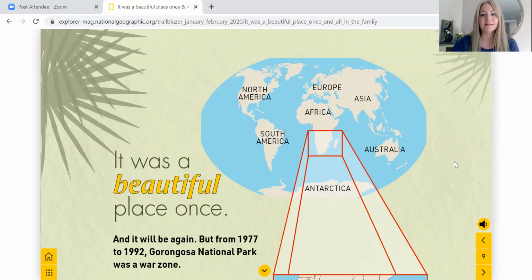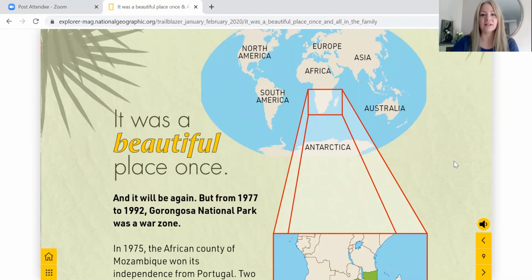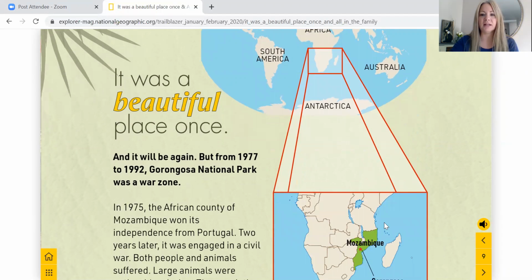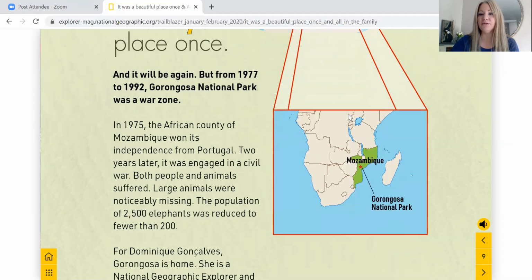I love maps. It's one thing I love to see in a nonfiction text. And then they sort of drag it down and look, they give you an up-close view of that part of Africa. And they show you all these lines, which mean those are different countries. And then they have this country, Mozambique, highlighted in green. And look at that little star right there. We can use this map and see that that's where Gorongosa National Park is located.